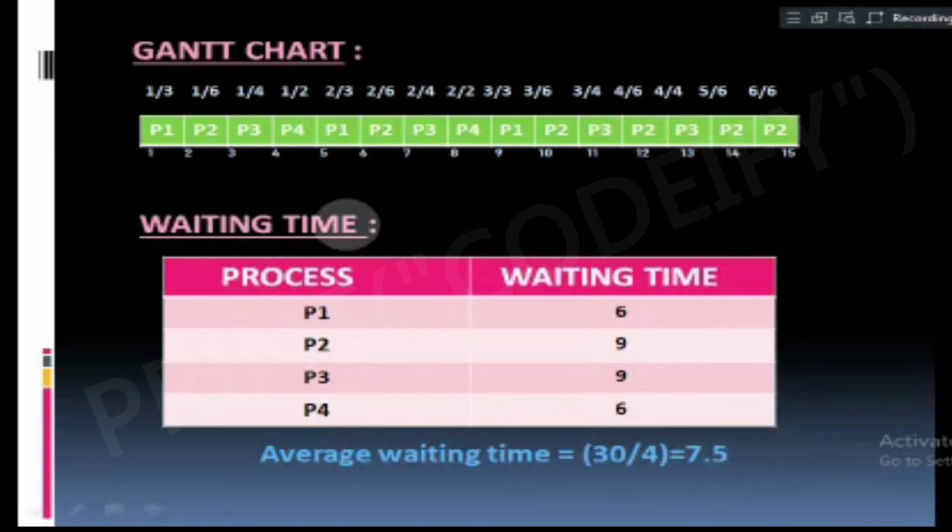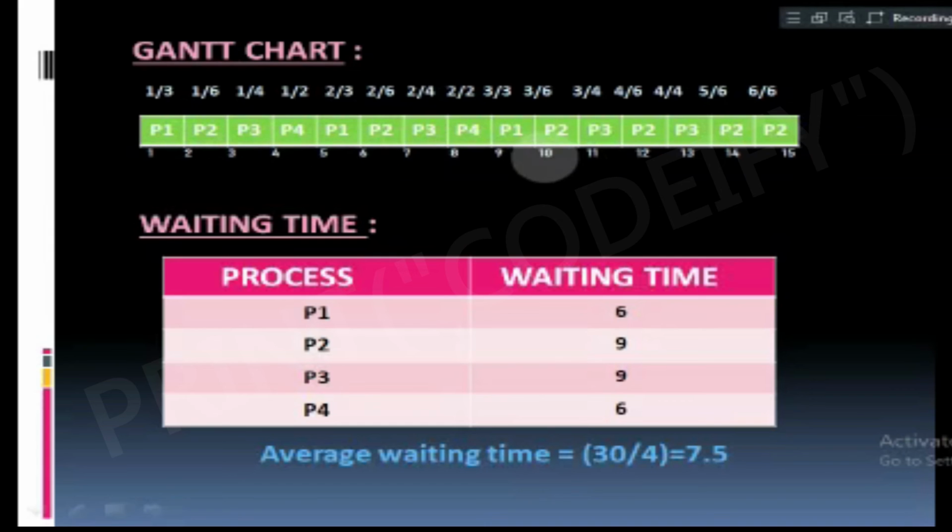After that, we have to calculate waiting time for process P1. P1 ends at 9. Before that, it has 1 to 2, 1 time, 5 to 6, 2 times, and 9 to 10, 3 times. So 9 minus 3, 6.